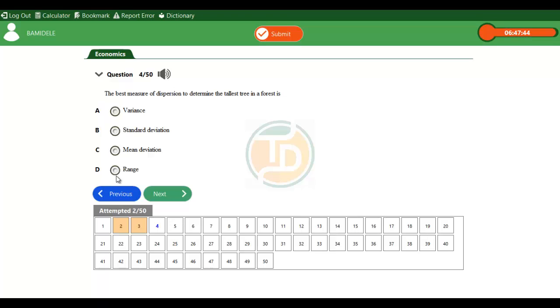The reason is that range considers the highest number and lowest number. And if you look at the question, it says the best measure of dispersion to determine the tallest tree in a forest, which means the tallest tree is the highest number, height. We are looking at the tree with the highest height. So therefore, you are comparing highest height with the lowest height to determine the tallest tree in the forest. Therefore, the correct option is range.